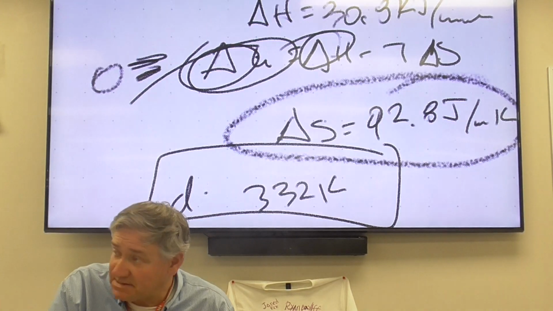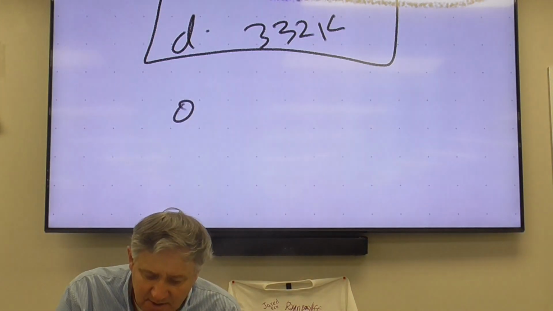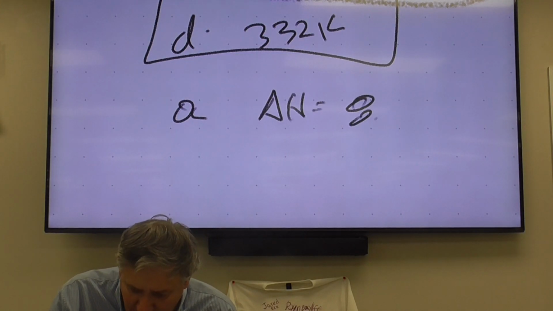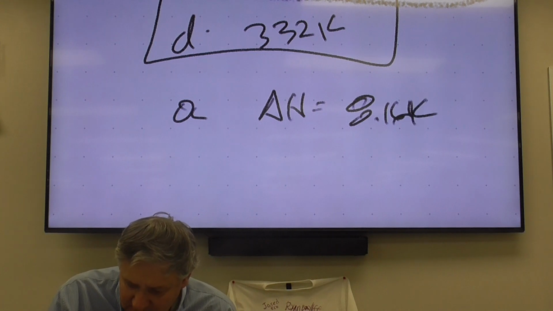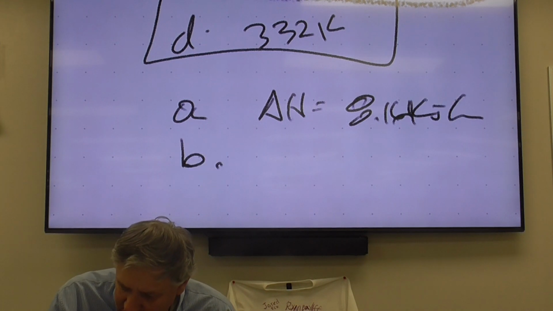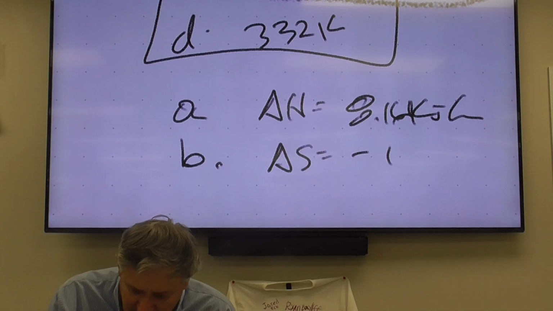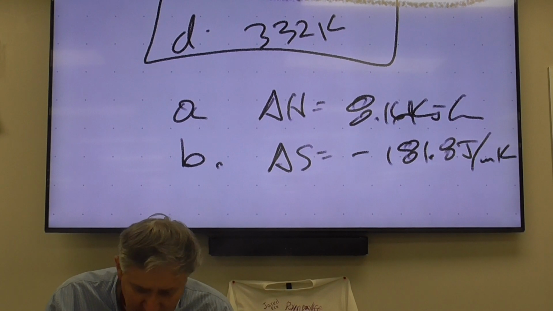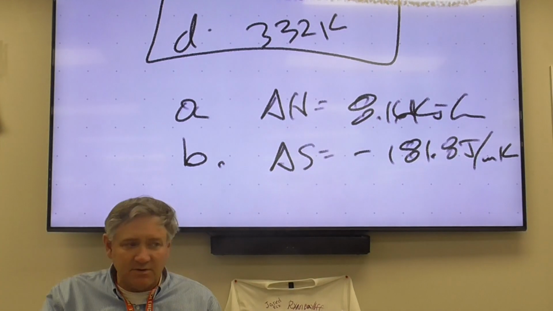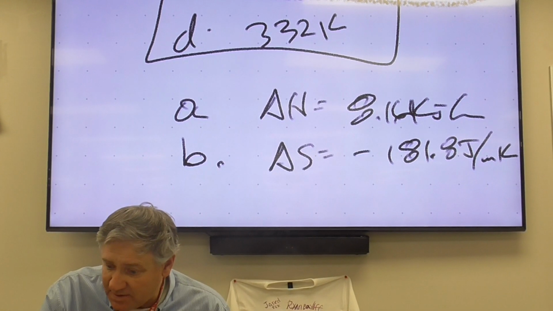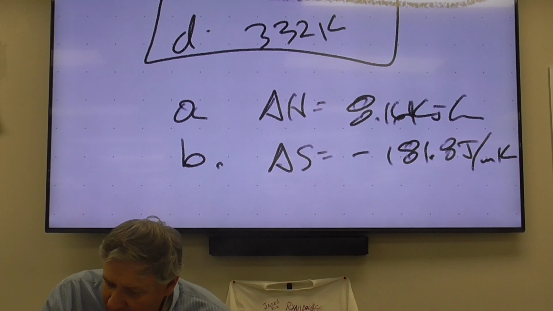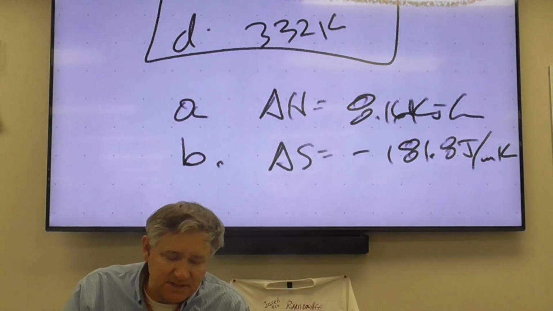On the back side, just in the name of time, because I know the Southies have to go, if you do that back side, your answer to A, your delta H, is 8.16 kilojoules per mole. Your answer to B is your delta S, which is negative 181.8 joules per mole Kelvin. Now let's stop right there. So here's a reaction. Theoretically, you can take carbon and hydrogen gas and water to make ethyl alcohol, or ethanol, it's the same thing.